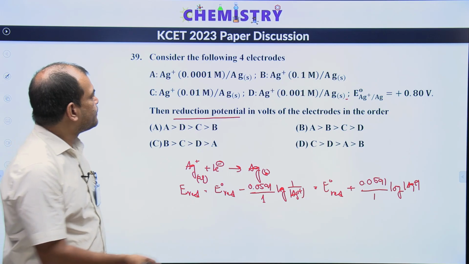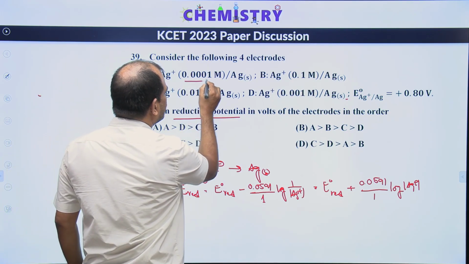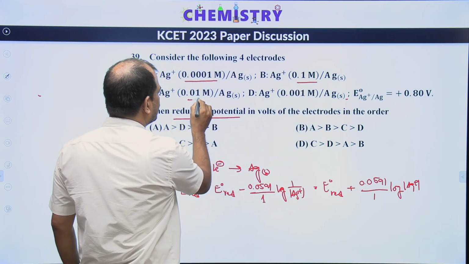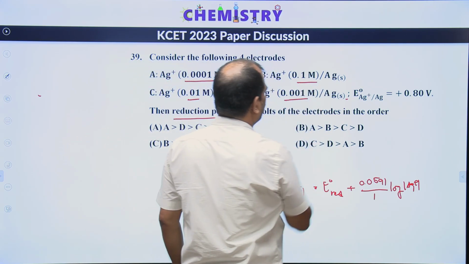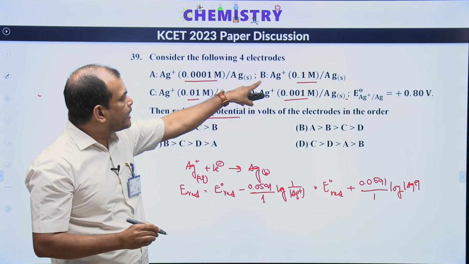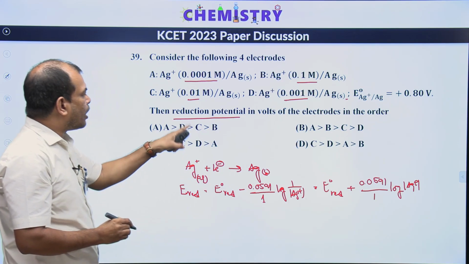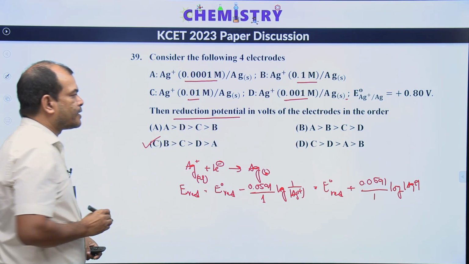Now check where it is. This is 0.001, that is 0.1, that is 0.01, and this is 0.001. The concentration in B cell will be the highest. Therefore, reduction potential of B should be highest. Then check it. Only one option is matching. Therefore, your answer should be C.